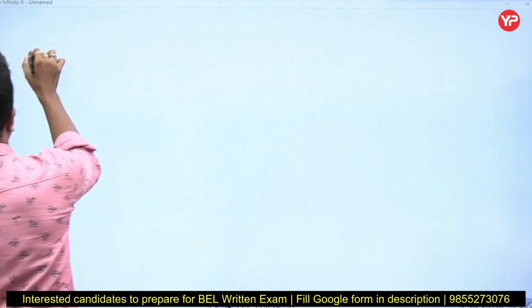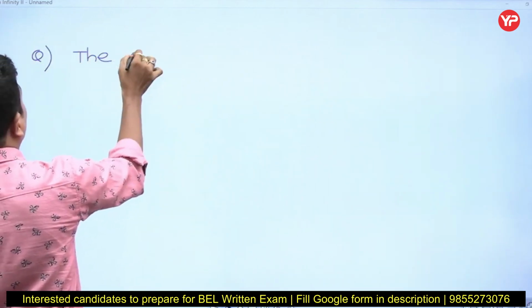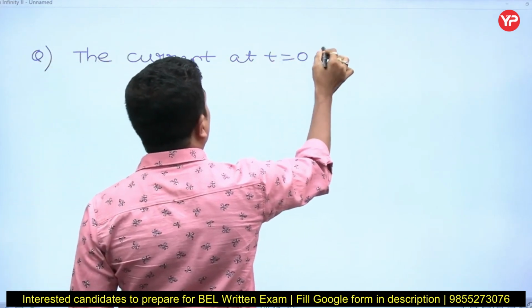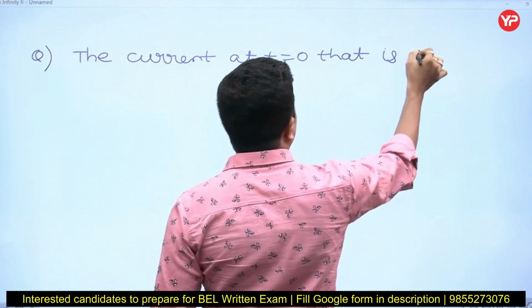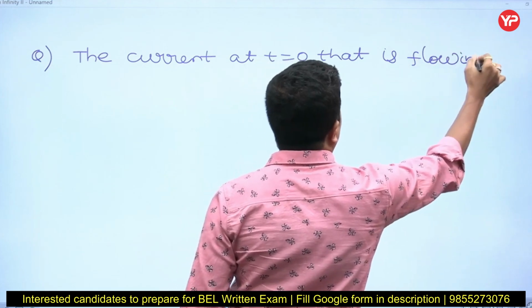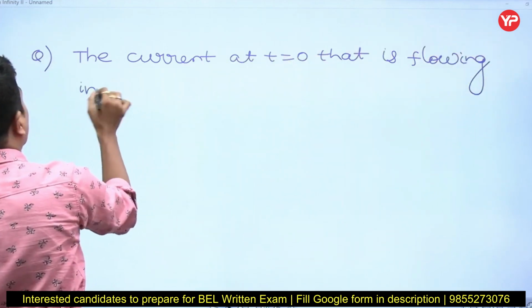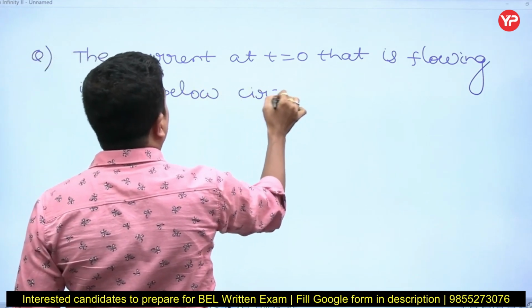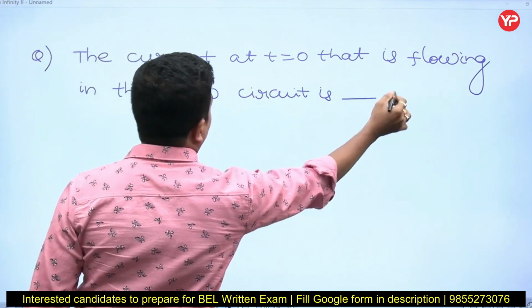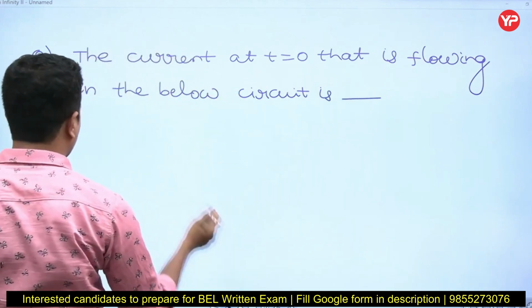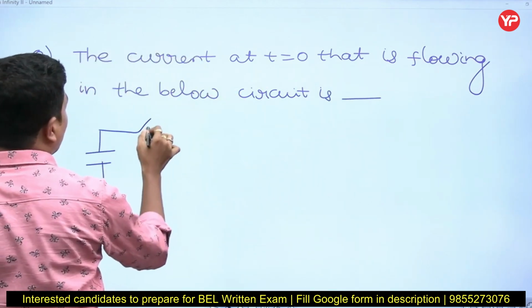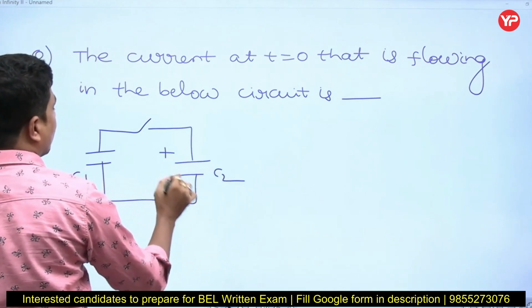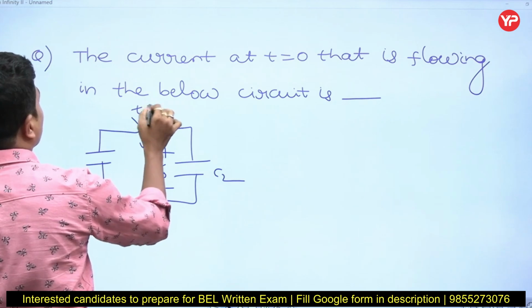One more question that is possible on this one is, the current at t is equal to 0 that is flowing in the below circuit is dash. First of all, let me give you the circuit and options also. So same circuit, C1, C2. Let's take this one as V0, and this is closed at t is equal to 0.